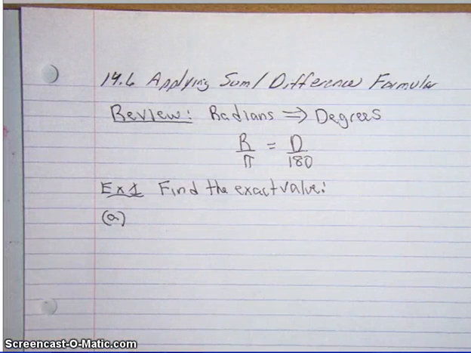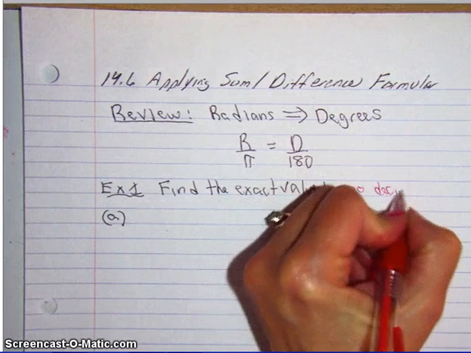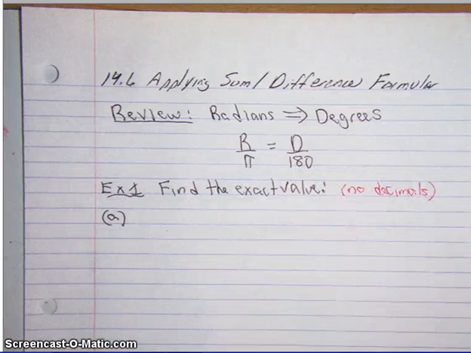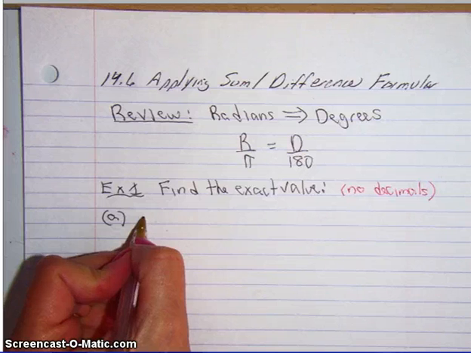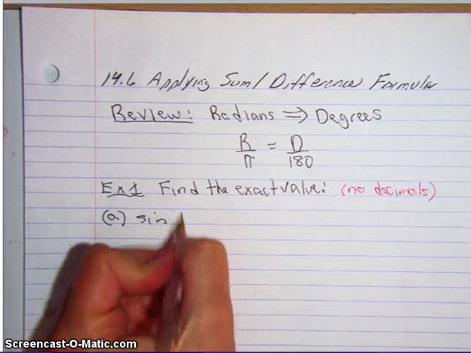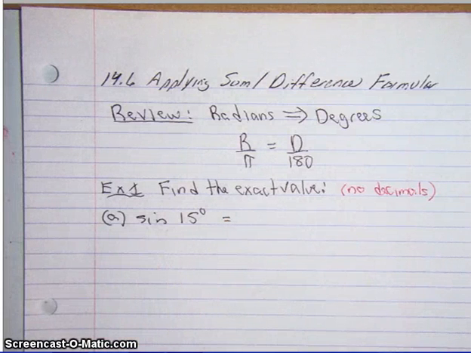And guys, exact value should stand out. Absolutely no decimals. So your calculator might help you a little, but not a lot, okay? We want to evaluate sine of 15 degrees. Okay, is 15 degrees, guys, on your unit circle?